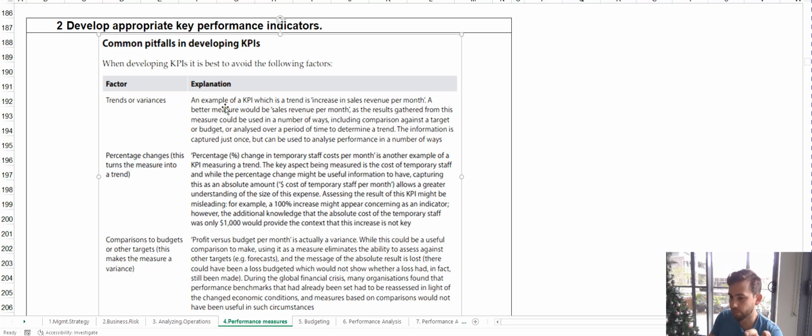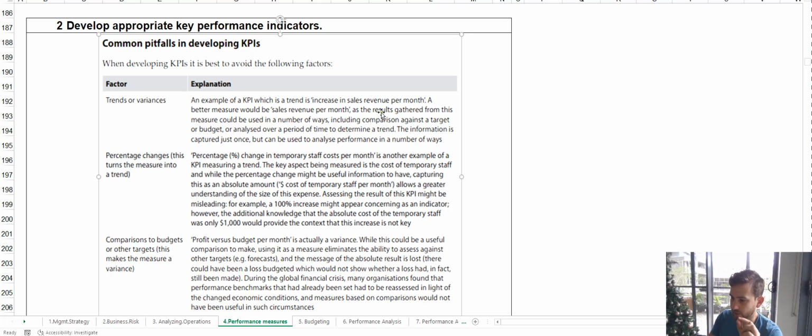However, it's saying a better measure would be sales revenue per month. Now, most people reading this will say, what's the difference between the two? They look exactly the same to me. Well, it's this increase in sales per month versus sales revenue per month. Sales revenue per month is a single data point. For example, the sales revenue in September is $10,000.